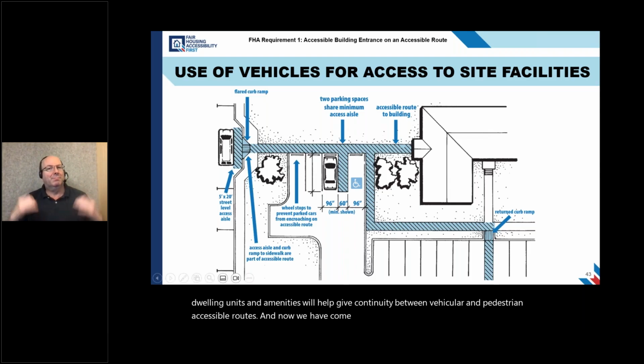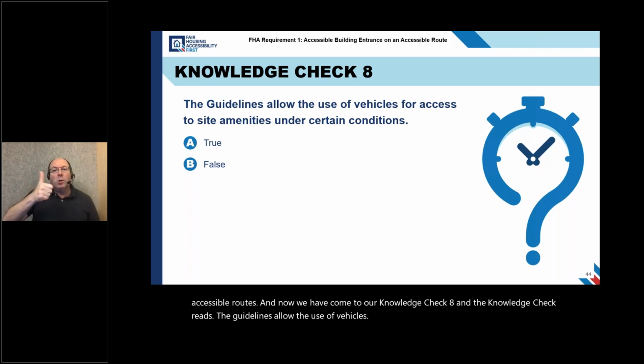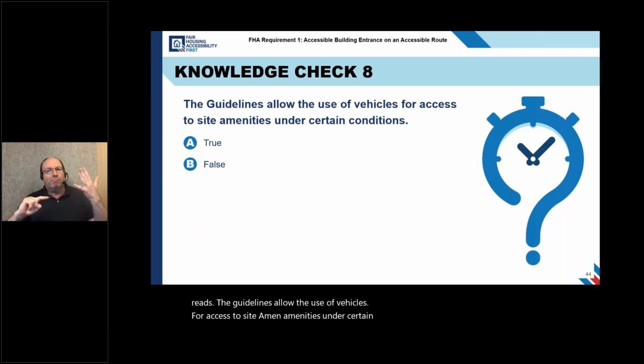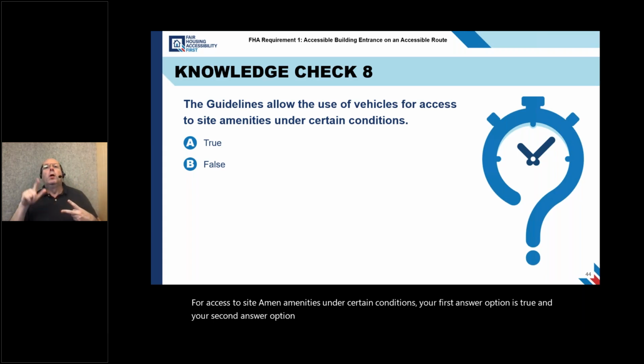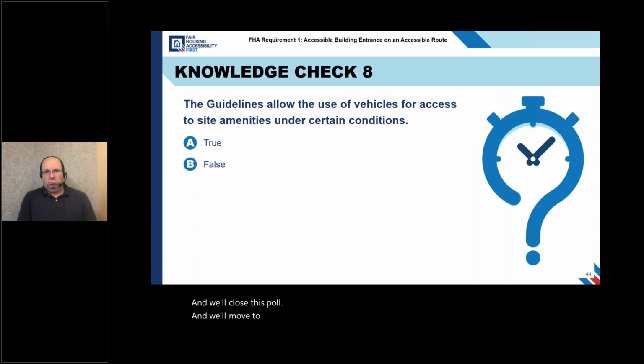And now we have come to our knowledge check 8, and the knowledge check reads: the guidelines allow the use of vehicles for access to site amenities under certain conditions. Your first answer option is true, and your second answer option is false. I'm going to launch this poll now so that you can submit your answers. Option A is true, option B is false. We'll give a few more seconds so that everyone can get their answers in. And we'll close this poll and move to the key takeaways.